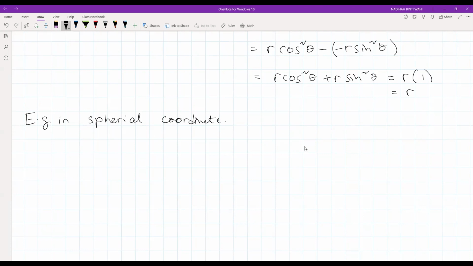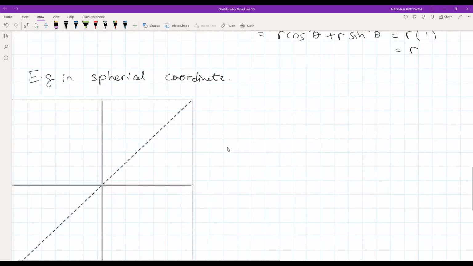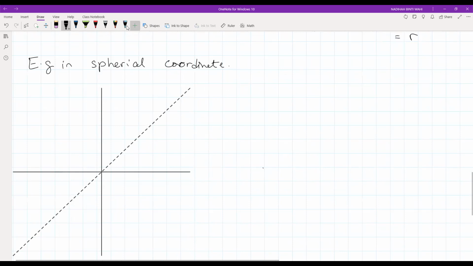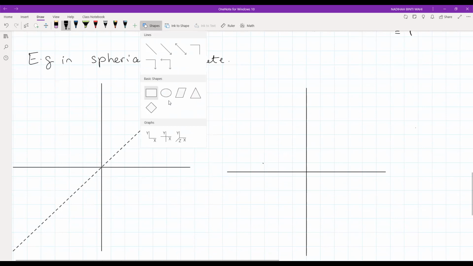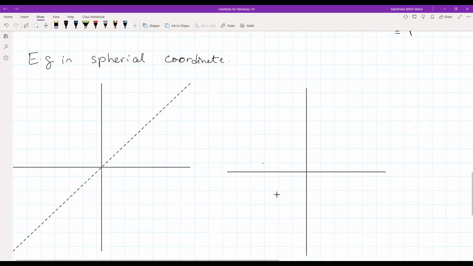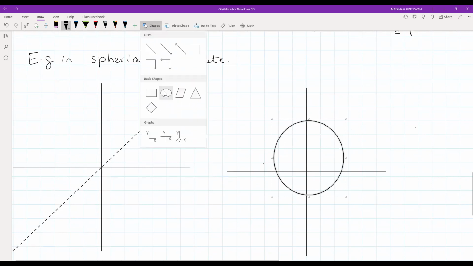Okay, spherical coordinate, let's see the difference between spherical and polar coordinate. It's actually almost the same, but it has a little tiny difference. Okay, let's see this one. This is in 3D. And then let's see in 2D. Okay, so let's say I have a circle, and then in this case I have a sphere.